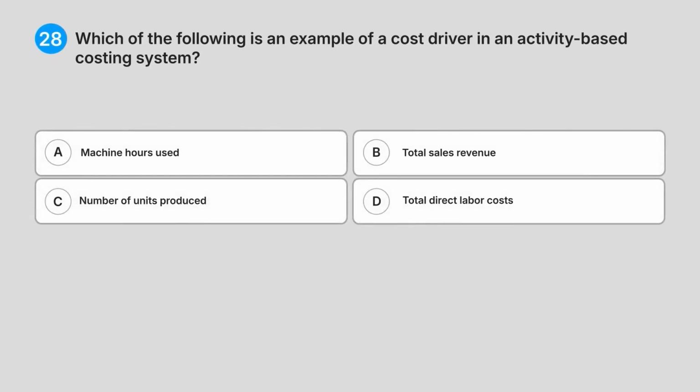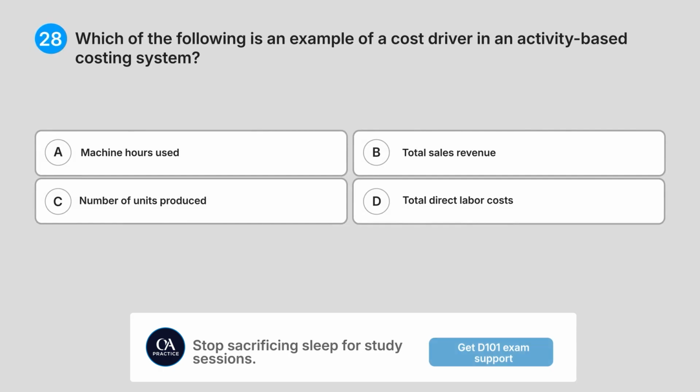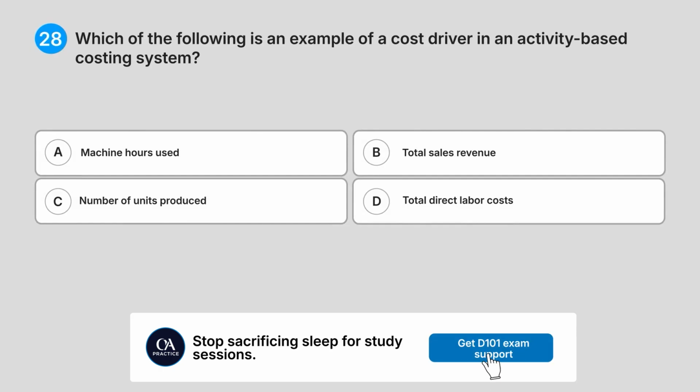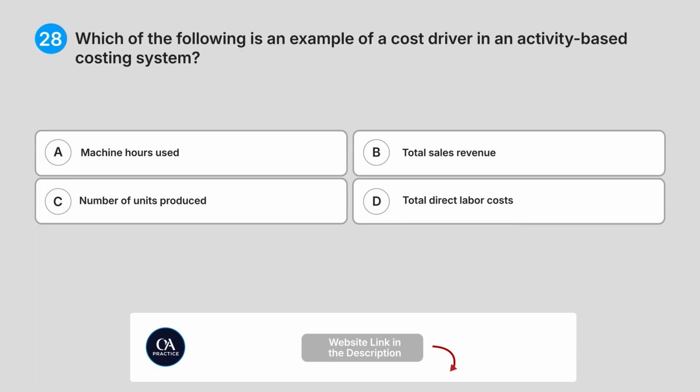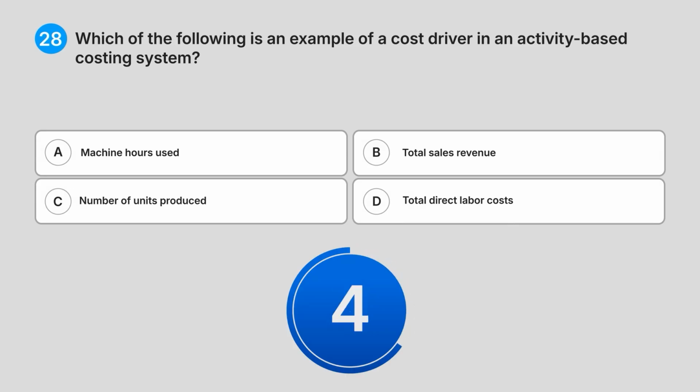28. Which of the following is an example of a cost driver in an activity-based costing system? A. Machine hours used. B. Total sales revenue. C. Number of units produced. D. Total direct labour costs. Do you know the answer?